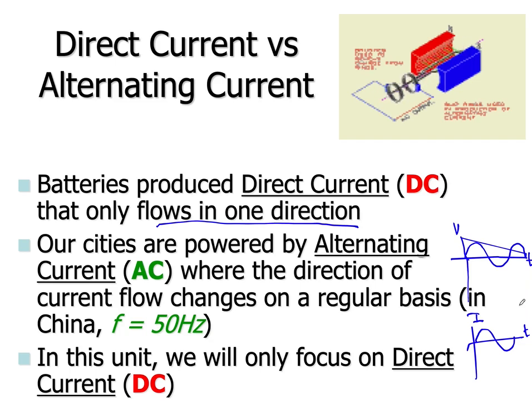In this unit, we're only going to focus on direct current, and the AP Physics 1 exam also only focuses on direct current and electrostatics. So we don't need to know alternating current, but I wanted to mention it because it's actually very, very common. If you look at your power adapter that you plug in for your phone, its input is usually like 100 to 240 volts AC, talking about alternating current.